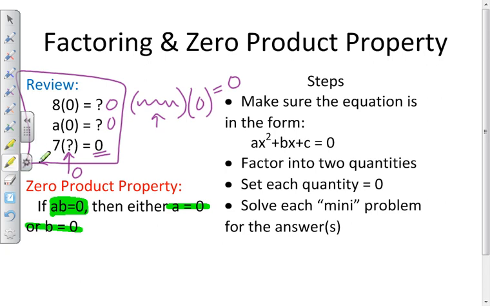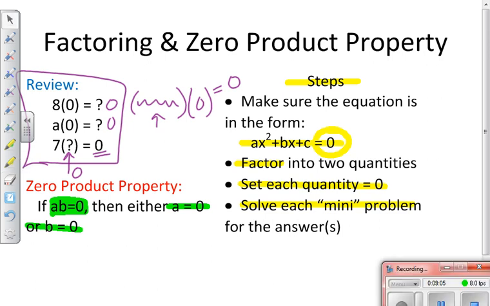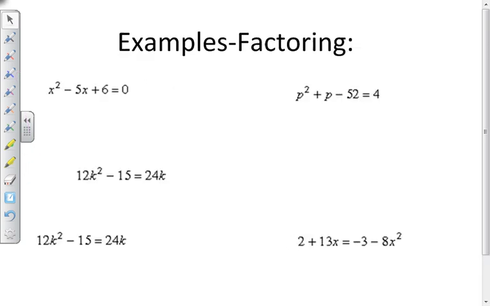So here are your steps. Always make sure that you are equal to 0. Then you are going to factor, set each quantity, each factor equal to 0, solve each little mini problem, and you have your answers. Remember, if you have a squared thing, you are going to get potentially 2 answers. If you have a cubed thing, you will get up to 3 answers. So, let's review our factoring.